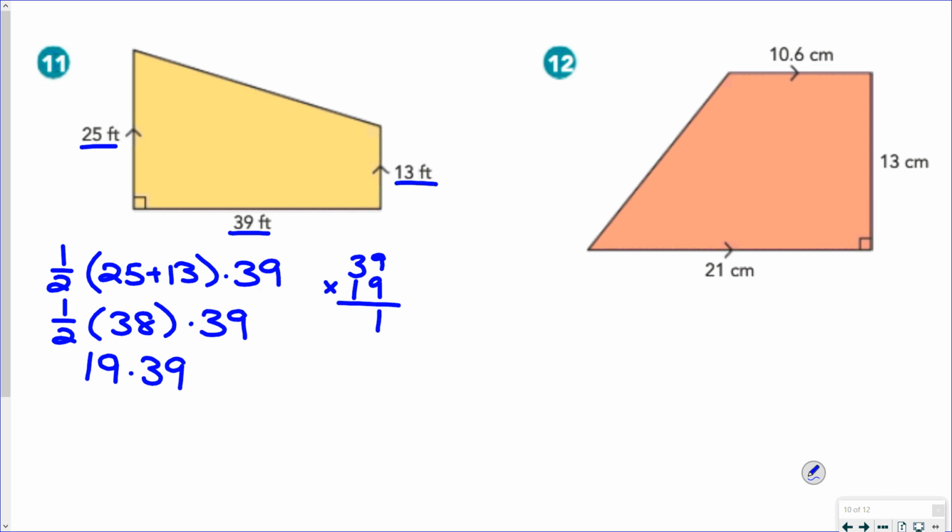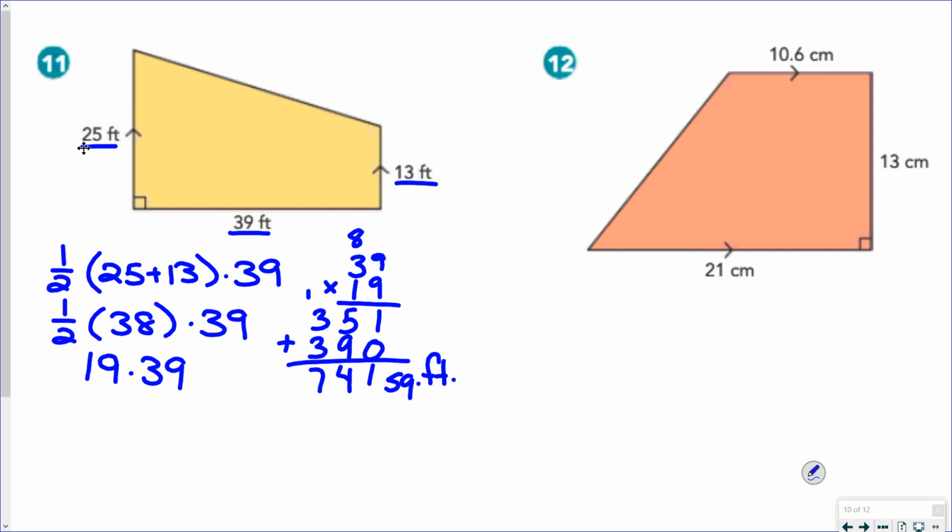9 times 9 is 81. 9 times 7 is 63, plus 8 is 71. Second line with the 0. Excuse me, 9 and 3. Add those together, 1, 14. So we would have 741 square feet.